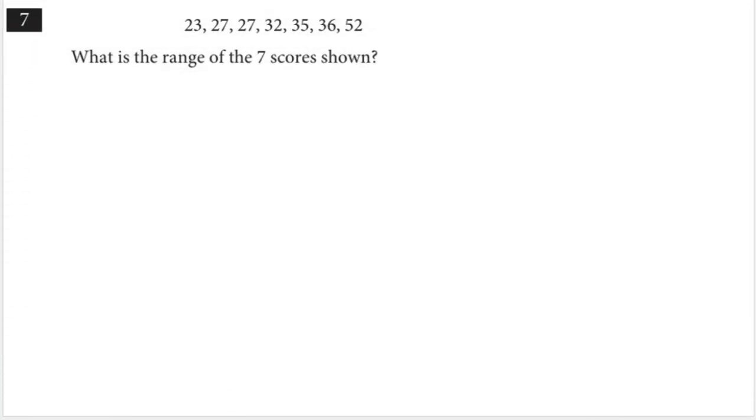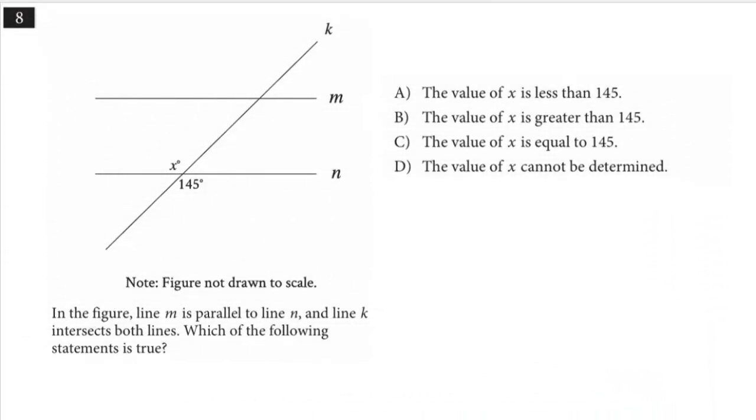Question 7 is again a student response question. There are no options this time. We just need the correct answer. I've been given some numbers: 23, 27, 27, 32, 35, 36, 52. That's a good thing, that they are given in ascending order. What is the range of the seven scores shown? Range is just the maximum value minus the minimum value, so you just need to subtract this. This is going to be 52 minus 23, which is 29. That's the range.